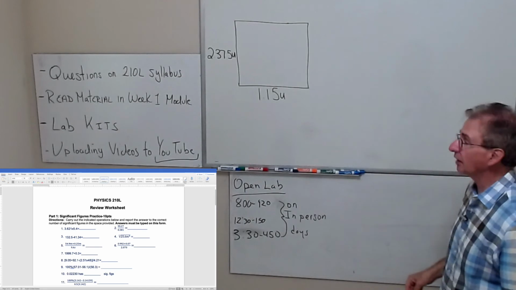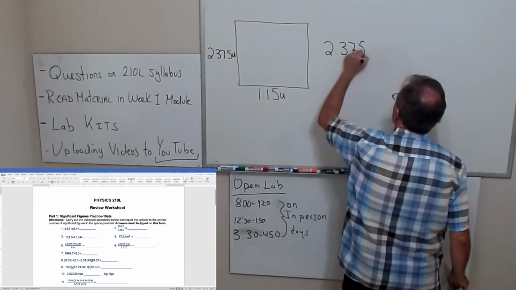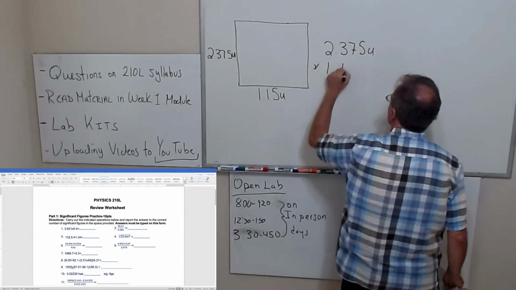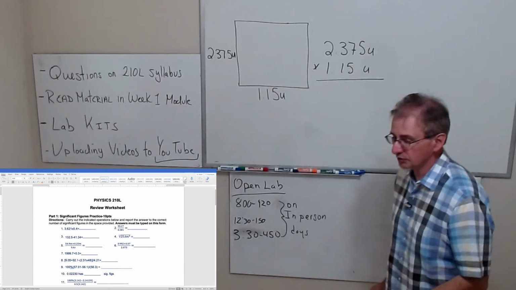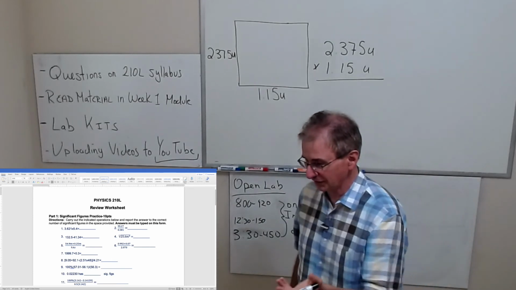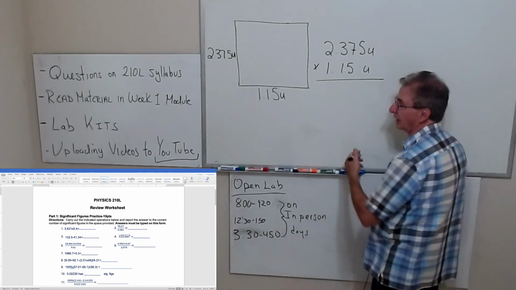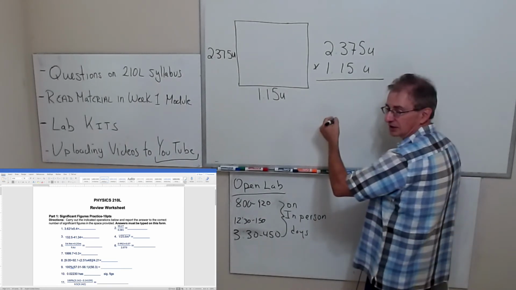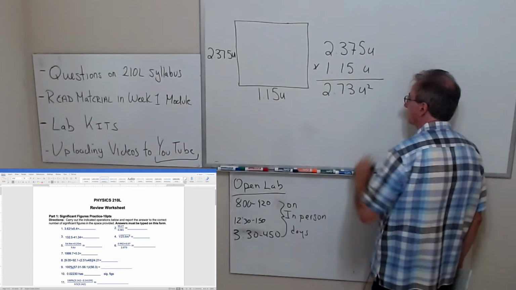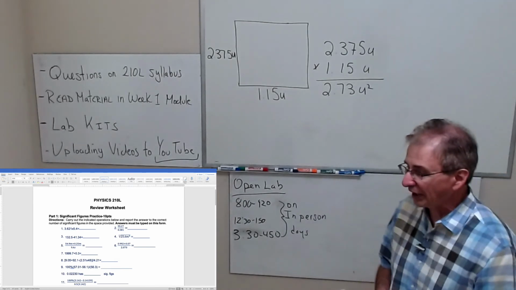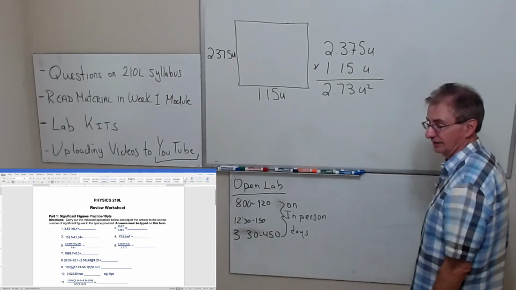Now, I want to calculate the area of this thing. And if you do this on your calculator, the calculator does not know the rules for sigfigs. Excel does not know the rules for sigfigs either. But you know that when I do the multiplication, I'm only going to keep three sigfigs, right? Why do I keep that? What's the rationale behind that?